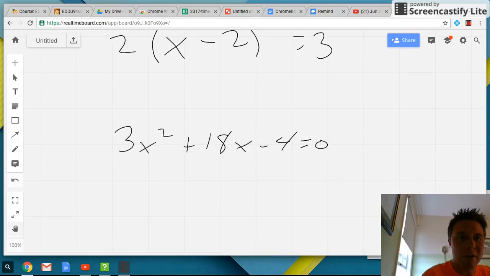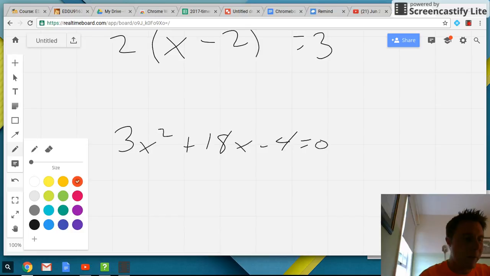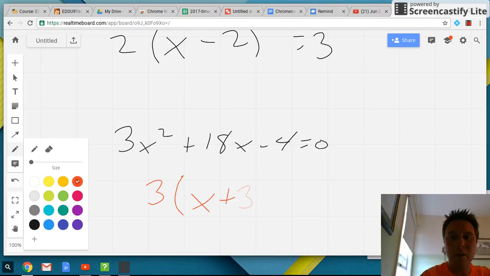All right, you've unpaused it, so hopefully you have the final answer, and we're going to check through that. Your final answer there is 3 times the quantity x plus 3 squared equals a positive 31. All right, hopefully you got that.